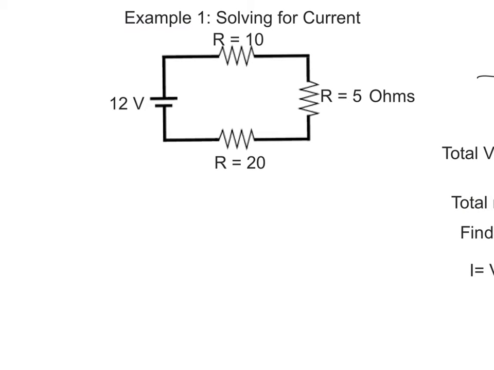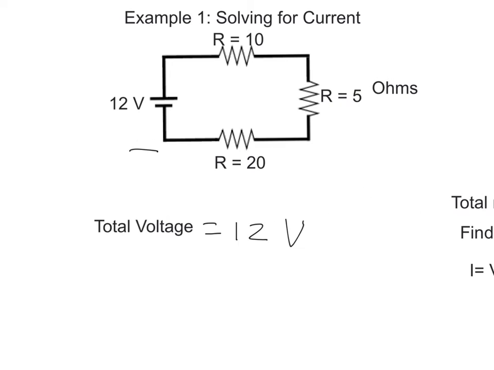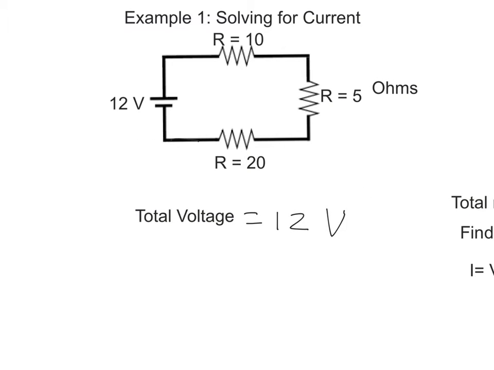Okay. So our first example is going to be solving for current. You will notice that we have our voltages here. So our diagram's telling us what our voltage is in our problem. And we actually have three resistors in this problem now, each with different values. So the first thing they're going to oftentimes ask us is, what is your total voltage? And in this case, our total voltage is equal to 12 volts because we only have one battery. If we had two batteries, we would add the voltages together to get our total voltage. But in this example, we only have one voltage.